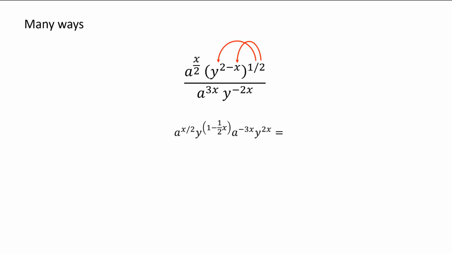So now I add the exponents on the like bases. So a to the x over 2 minus 3x, you're adding the exponents on the a's. And then for y, you've got y to the 1 minus 1/2 x plus the other exponent 2x. And then if you get common denominators and add those up, you're going to have a to the negative 5x over 2 and y to the 1 plus 3x over 2.